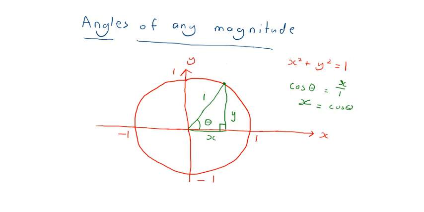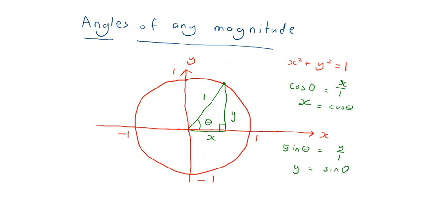So we know that sine of theta is y over 1. So we know that y equals sine of theta. But wait a second.